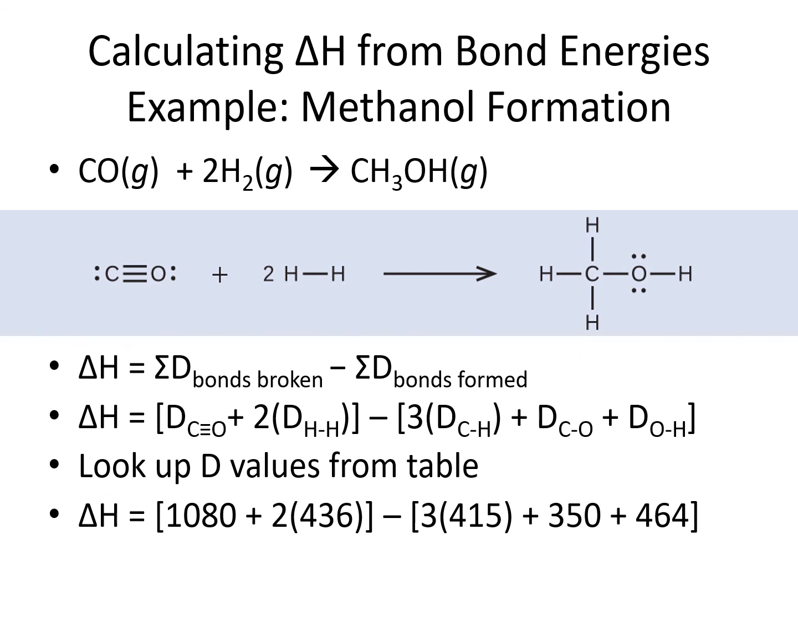Again, if there are multiples of a particular type of bond, make sure you multiply it by however many bonds you have of that type. And that could be coming from a coefficient in the balanced chemical equation, or that could be coming from the fact that there are multiples of that type of bond in the molecule. So in this case, when we add all those up and do reactants minus products, we get negative 107 kilojoules.